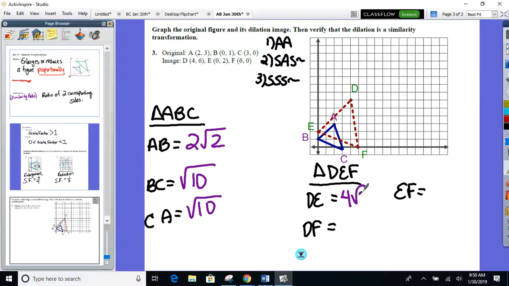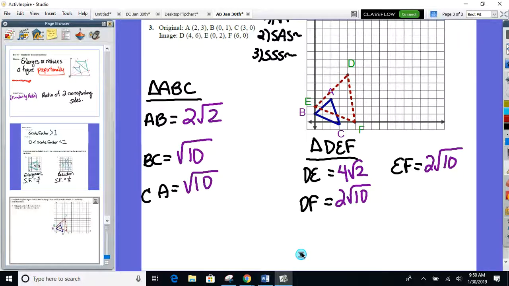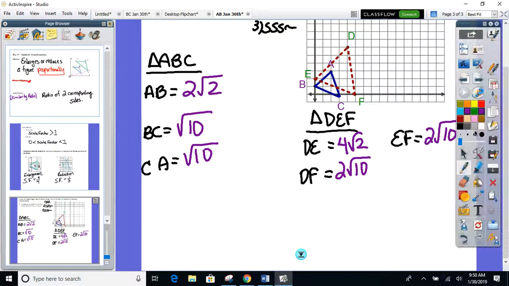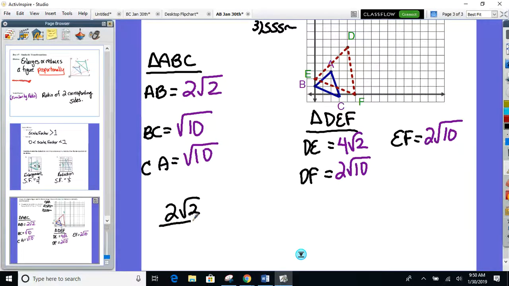DF group, what do we have? 2 radical 10. And how about the EF group? All right. I have no idea. Just looking at this, I have no idea if their corresponding sides are in the same ratio to do side, side, side. So I need your help now. And the next step is matching up all the sides. So AB, 2 radical 2 matches up with what? 4 radical 2.